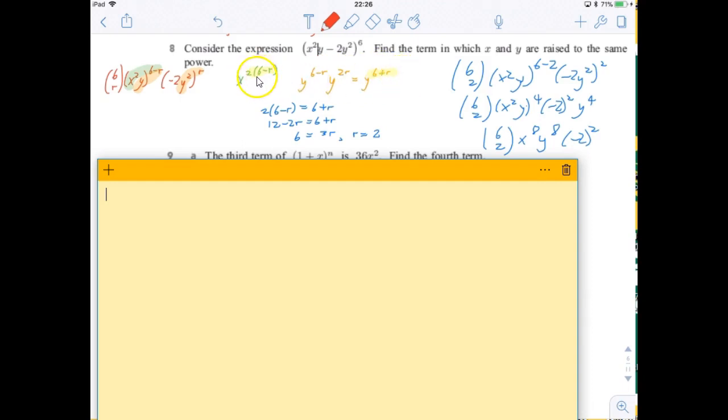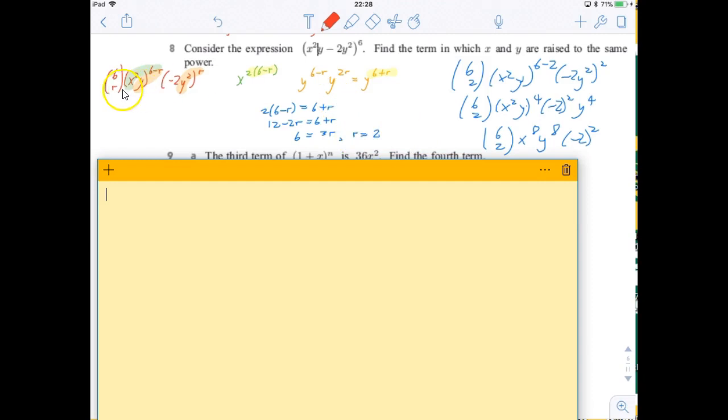Then I equated the exponent for the x to the exponent for the y, because they said find the term in which x and y are raised to the same exponent. So 2 times 6 minus r equals 6 plus r. 2 times 6 minus r is actually 12 minus 2r. Set that equal to 6 plus r. I just do some algebra. Add 2r to both sides. I get 12 on the left and 3r plus 6 on the right. So r equals 2.